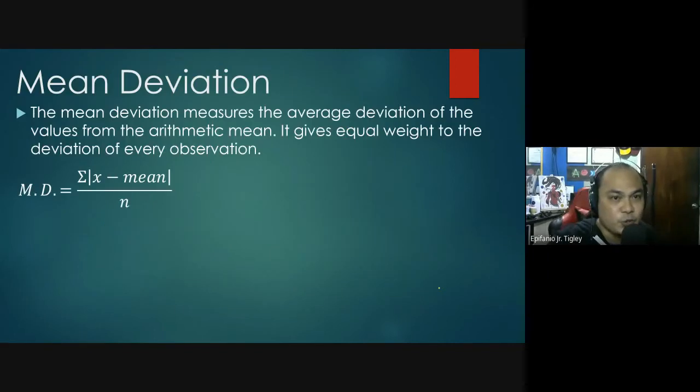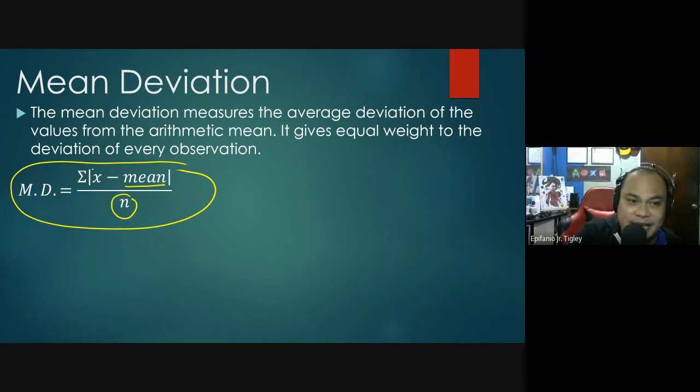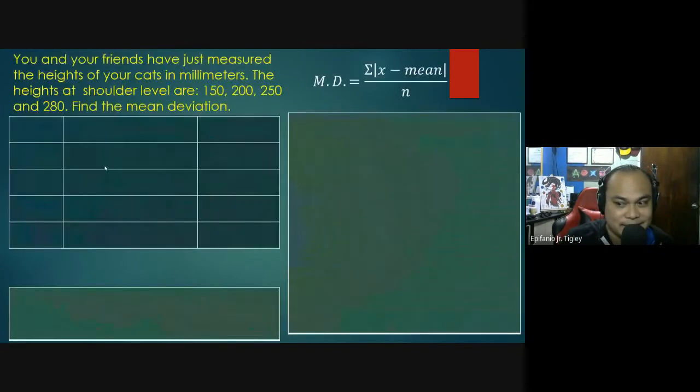Okay, now let's go to mean deviation. The mean deviation measures the average deviation of the values from the arithmetic mean. It gives equal weight to the deviation of every observation. Look at this formula. In computing the mean deviation, you need to know the mean. You need to know n. The values given are the x's. Okay, let's apply the formula in our first example.